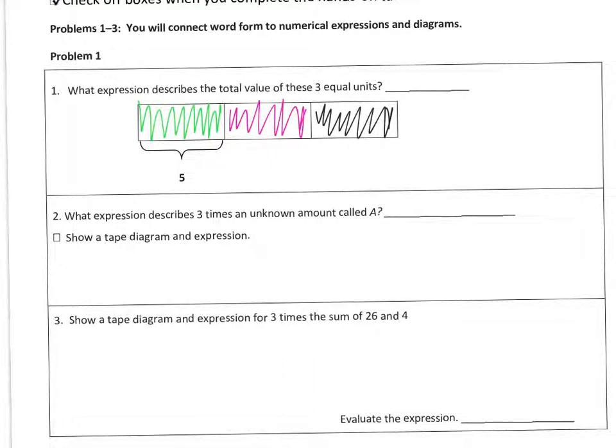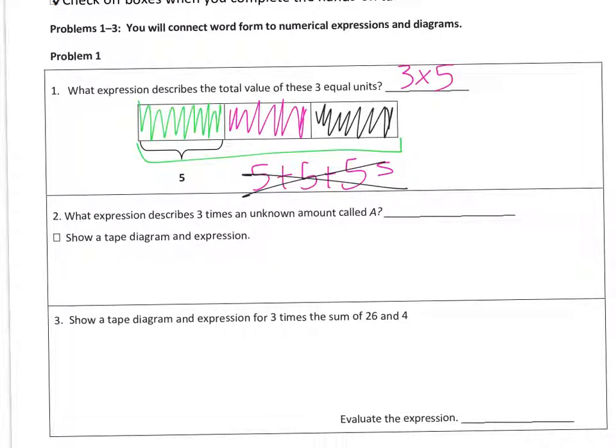So what would be the total value of all three of these? Well, we could say 5 plus 5 plus 5, but that's old school, so nope. So we're going to say 3 times 5, because 3 times 5 is the same as 5 plus 5 plus 5, or 3 5s.